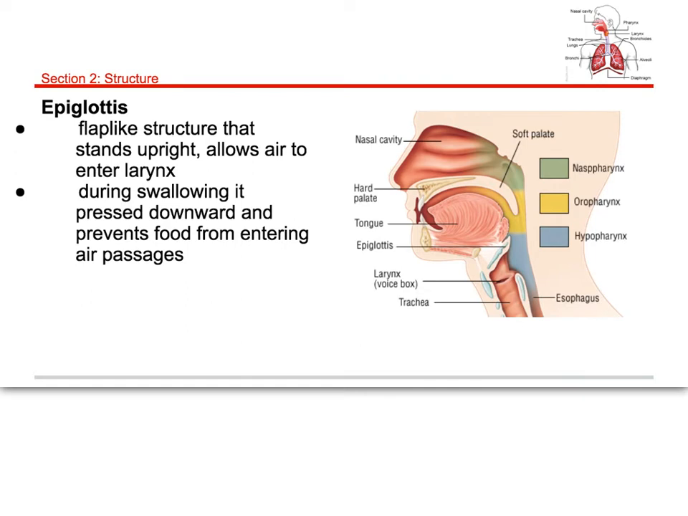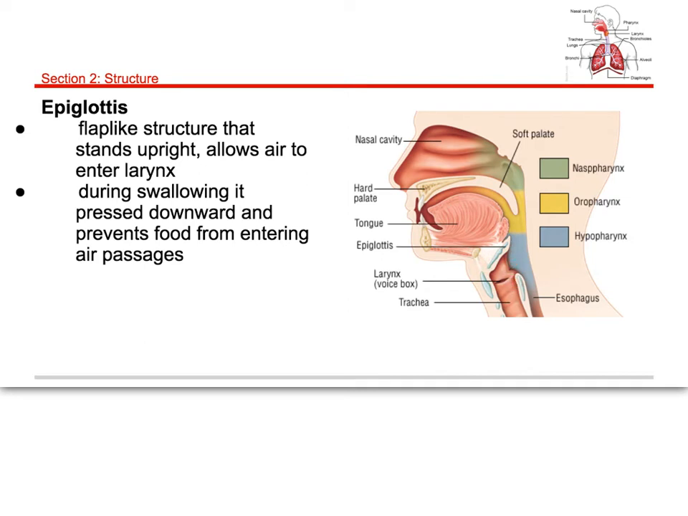So I mentioned this structure called the epiglottis in the previous slide. Location is right here, and it's kind of like a trapdoor. It has a very important job. It's a flap-like structure that stands upright and allows air to enter the larynx, and it's pressed downward during swallowing. So as you swallow, you kind of notice your Adam's apple move up and down. Well, when you do that, that Adam's apple actually goes up. I'm swallowing right now just so I can demonstrate it, but if you swallow, you can feel that Adam's apple go up, and as that goes up, this door actually goes down.